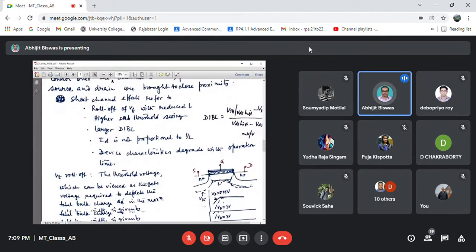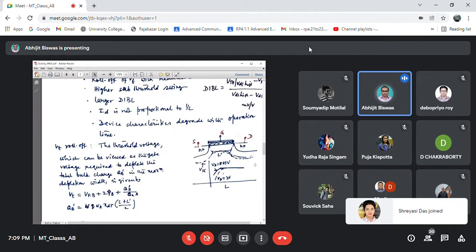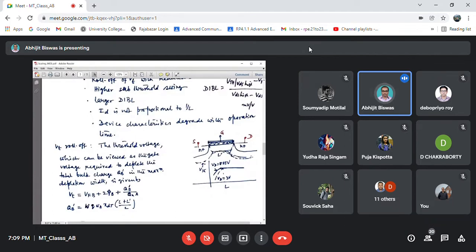So here you see a cross-sectional view, a schematic view of a MOSFET. This is the source terminal at the left hand side, and on the right hand side it is the drain terminal. Both the source and drain regions are doped with N plus impurities, and in between you will find this gate terminal, and this oxide layer is sandwiched between this gate material and this channel.